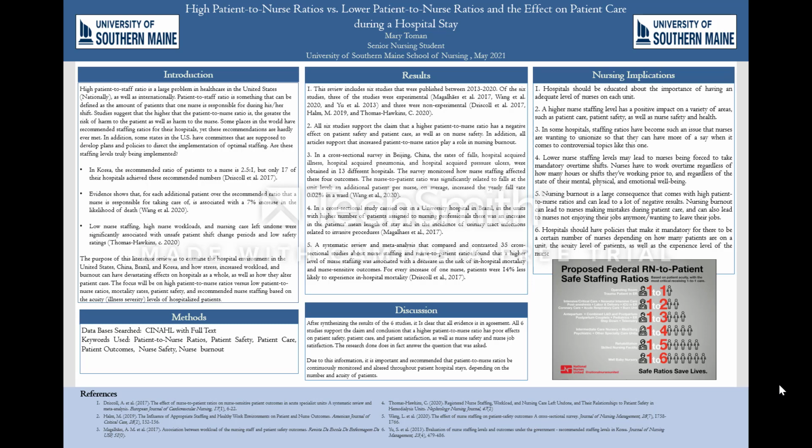In comparison to the study done in China, I found a study done in a hospital in Brazil. It was a cross-sectional study, and in the units with a higher number of patients assigned to nursing professionals, there was an increase in the patient's mean length of stay and in the incidence of urinary tract infections related to invasive procedures.